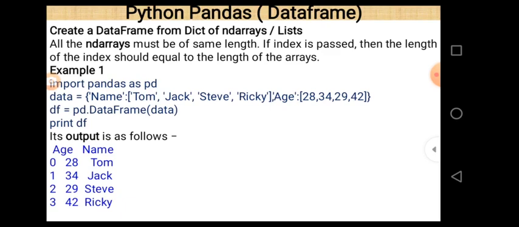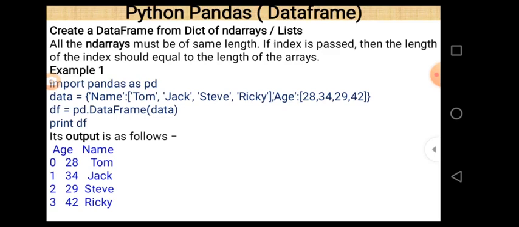So whatever is the total number of elements in an array must be equal to the value of the index, or index values are equal to the number of elements in passed in arrays. So import pandas as pd. Second line is data: name Tom, Jack, Steve and Ricky. These are the 4 data values, and these are the elements of the dictionary.